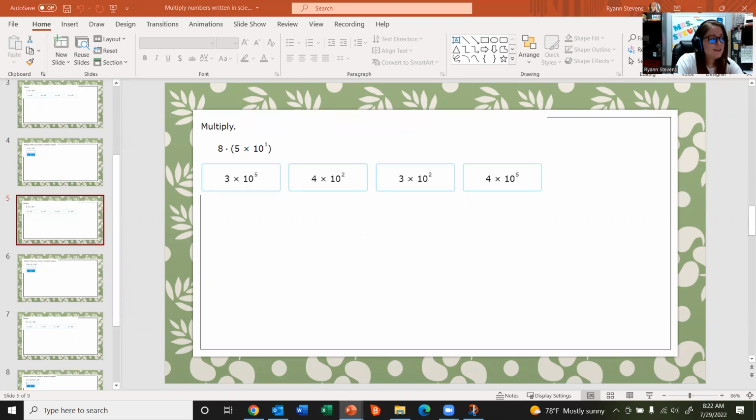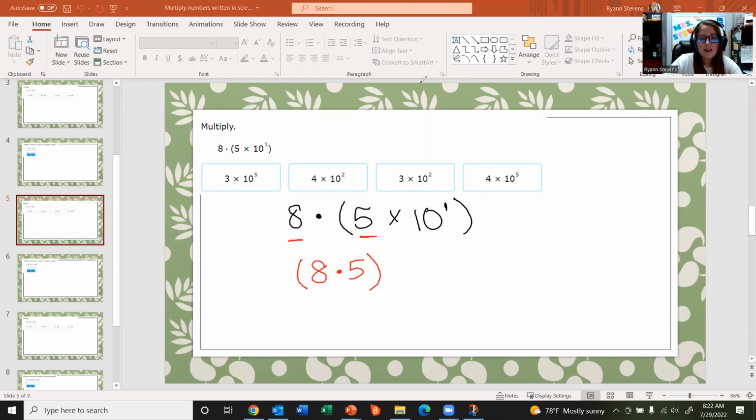So this one's going to look a little bit similar, but different numbers we are working with. So we've got 8. These numbers are the same, 8 times 5, but then we have 10 to the first power. And so you can kind of see that this one is going to be one that it's important to check that final answer that you get. We're going to regroup this with 8 and 5. So 8 times 5, and then we're going to multiply this by 10 to the first power. 8 times 5 is 40 times 10 to the first power.